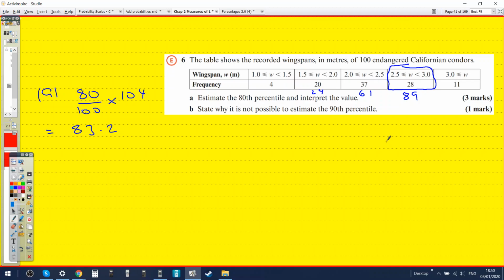Hold on. Why did you times this by 104? By 100. Where did you get 104 from? I don't know. I might have made it up. When you add this, it says there's 100 condors. And I just added them up and got... Maybe I did it wrong. Yeah, I got 100. Okay, so what should this be then?